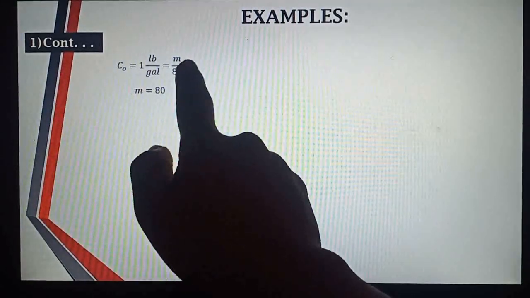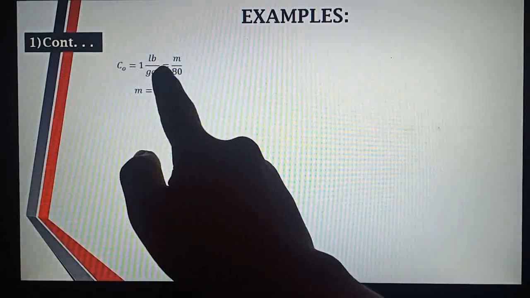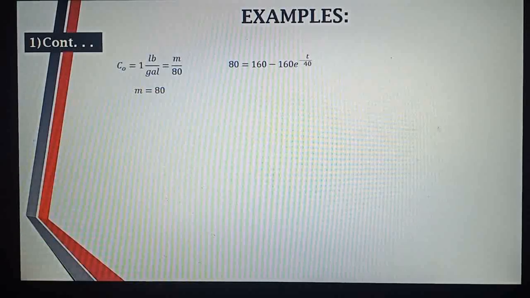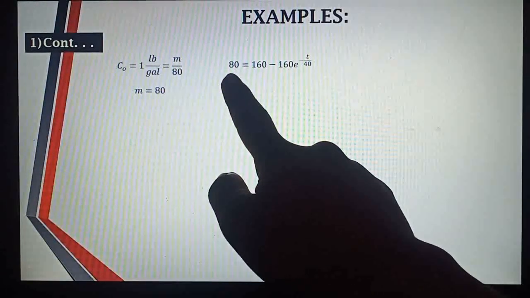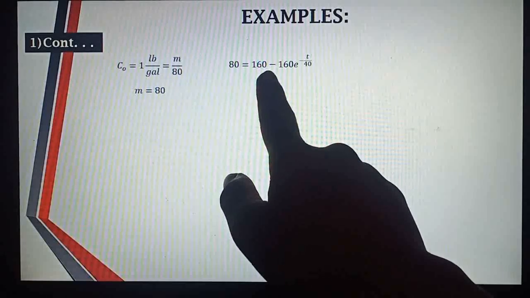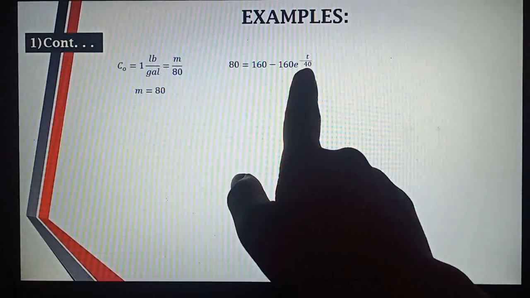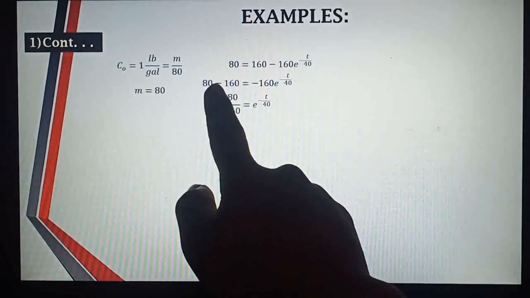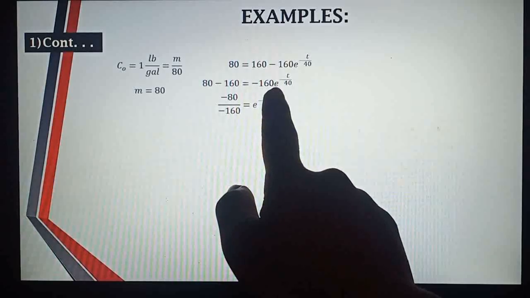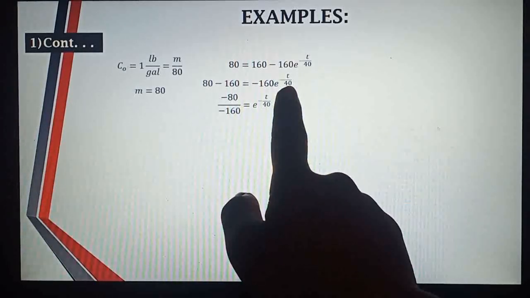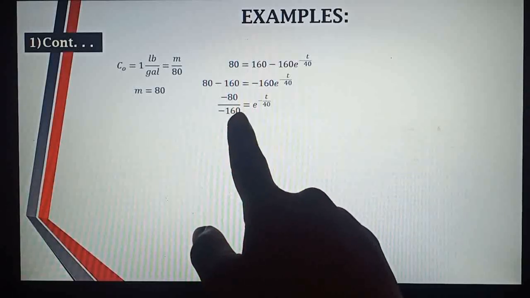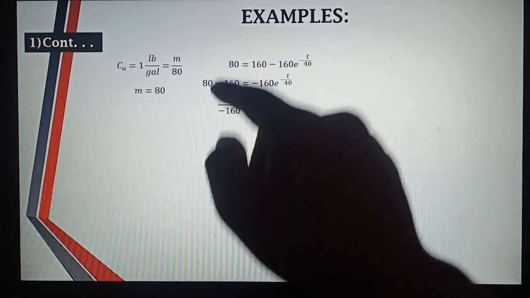So when we equate these two, that is 1 equals m over 80. The value of our m is 80. So that is what we will now use in the equation we got earlier. That is 80 equals 160 minus 160 e raised to negative t over 40. So all you have to do is to find the value of t. That is 80 minus 160 equated to negative 160 e raised to negative t over 40. Then dividing both sides by negative 160, that is negative 80 over negative 160 equated to e raised to negative t over 40.